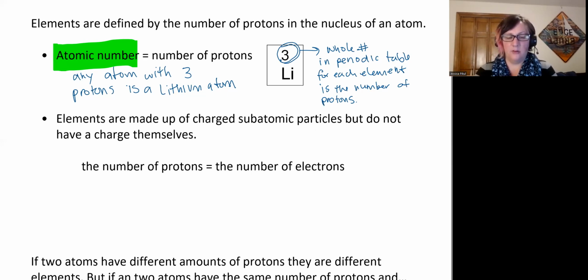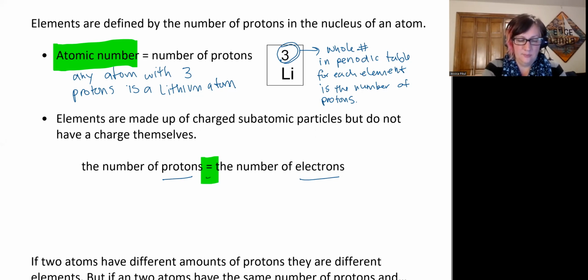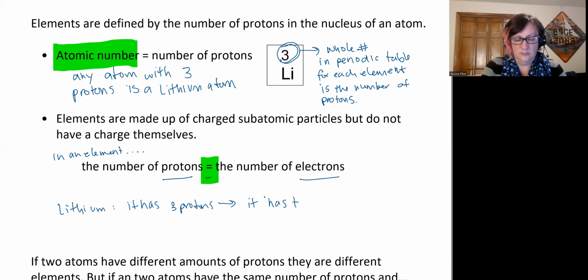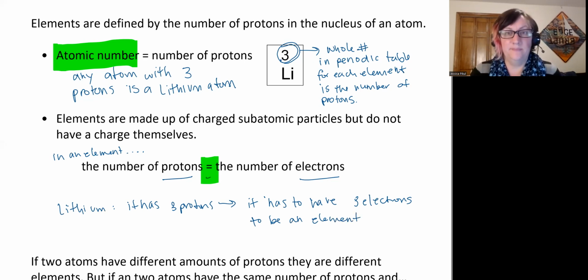So what's interesting about atoms or elements is that they're made up of charged particles and non-charged particles, the neutrons, protons, and electrons. But if it's an element, it will not have a charge overall. And really, that's just a way of saying that in an element, the number of protons is equal to the number of electrons, and that equals is important. So for lithium, it has 3 protons, so it has to have 3 electrons to be the element.